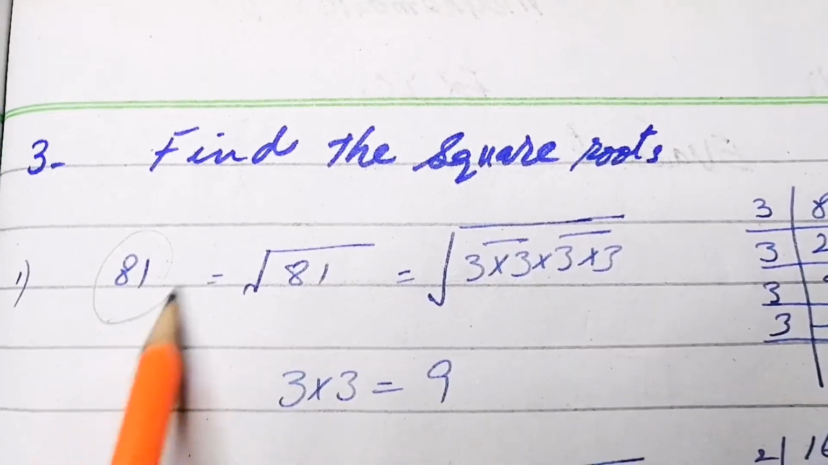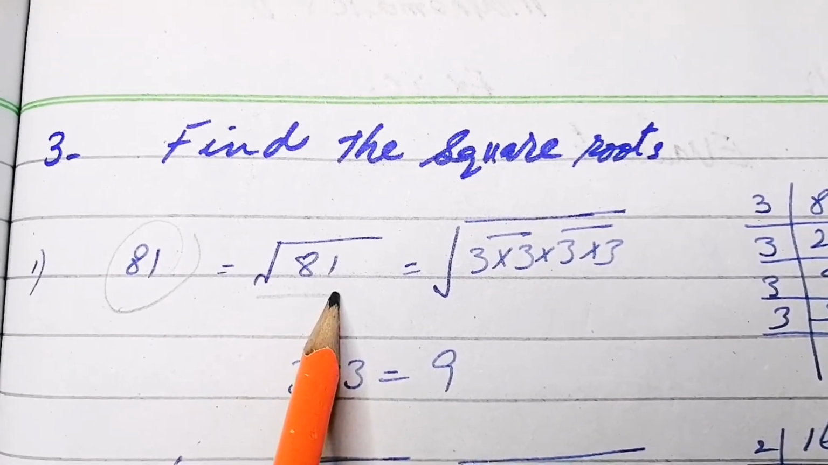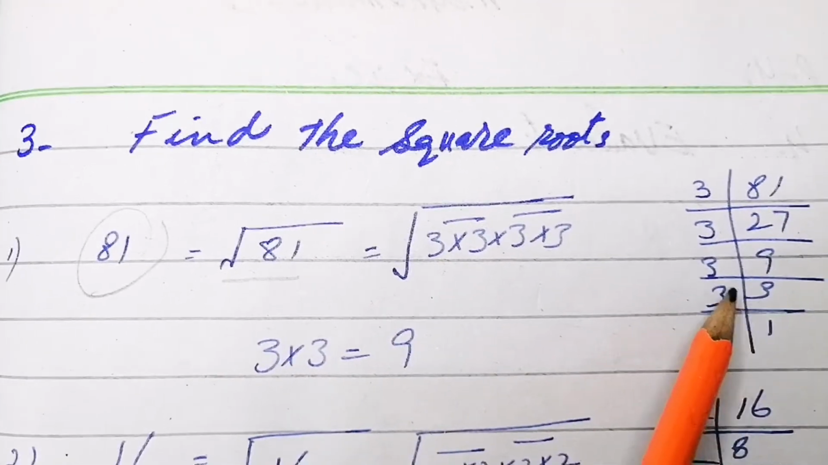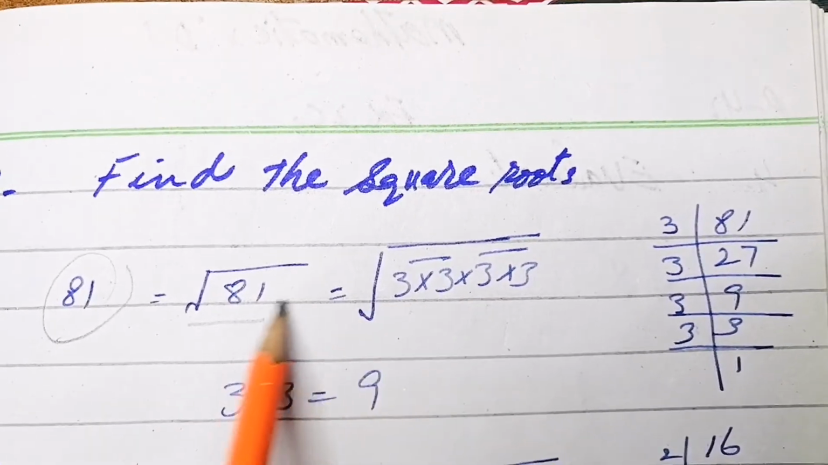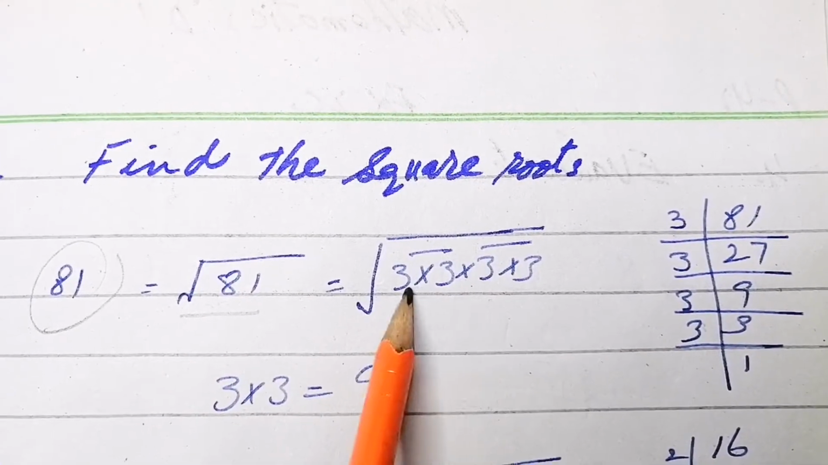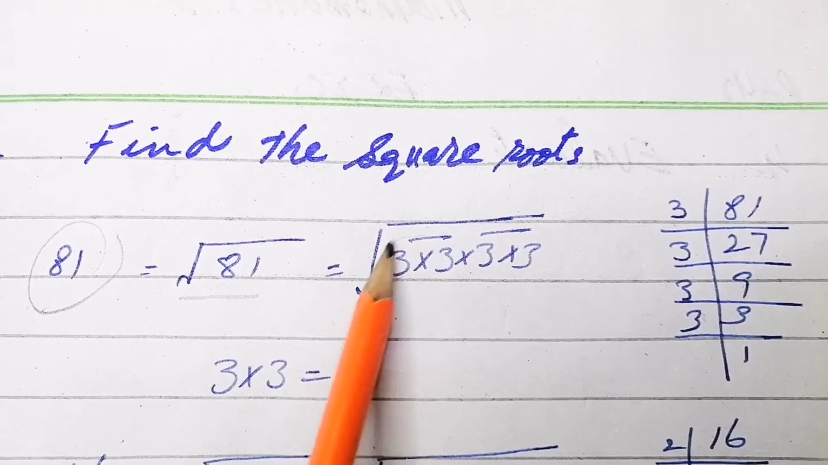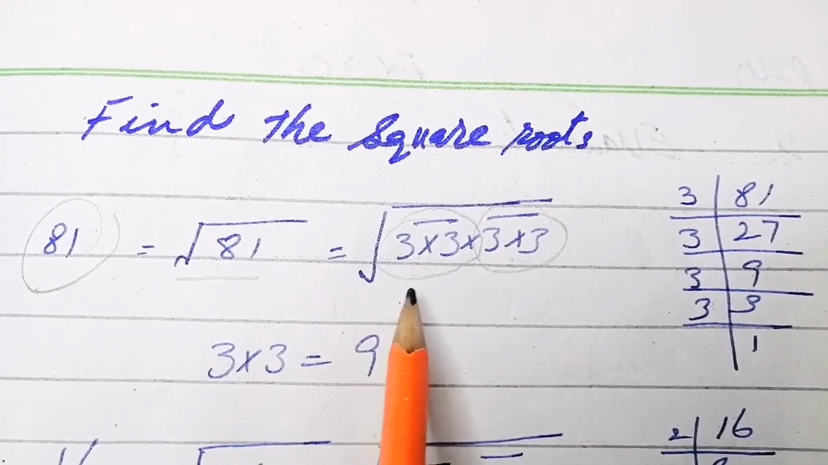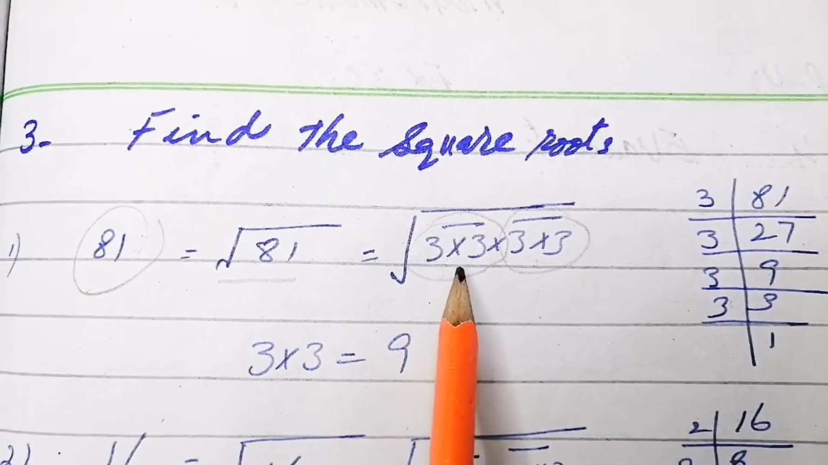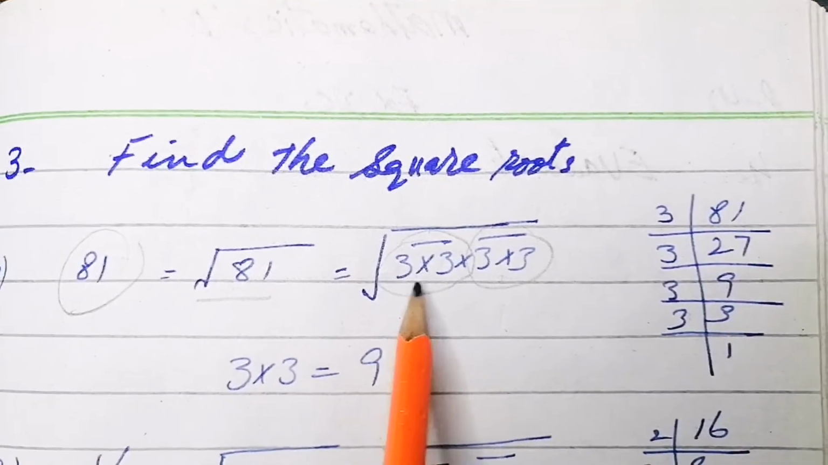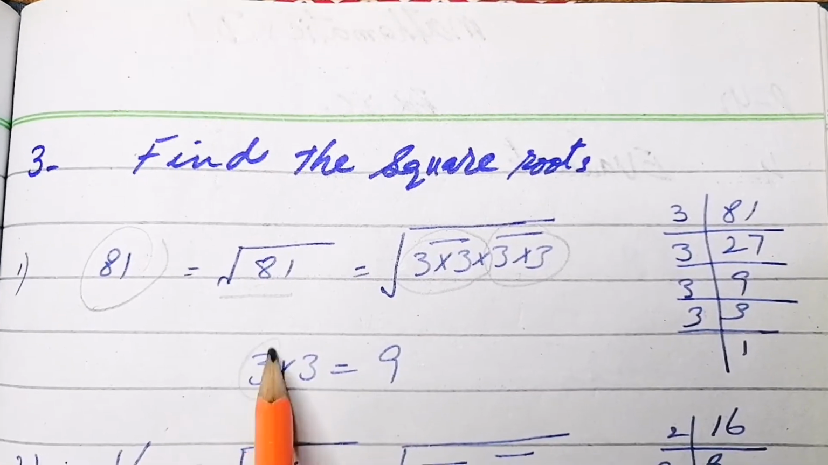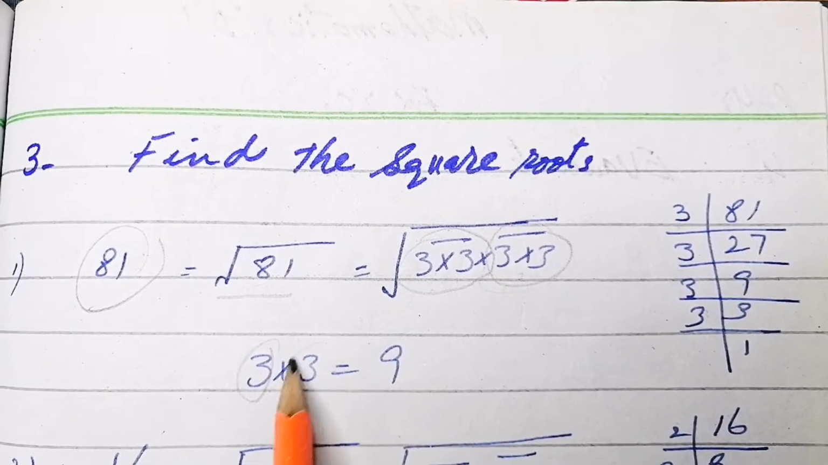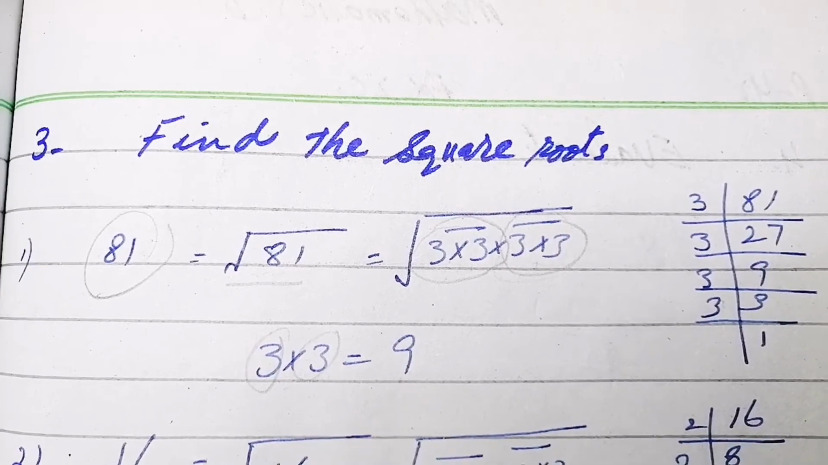Then question number 3 is find the square root. 81 is given, so we first write 81 under the square root, and then we take factors. You write the factors instead of 81. The factors of 81 will be 3 multiply 3 multiply 3 multiply 3, and then you make pairs. After making pairs, you write one number: 3 multiply 3 is there, you write 3 one time, and 3 multiply 3 is there, you write it without the square root one time. So 3 3s are 9, the square root of 81.